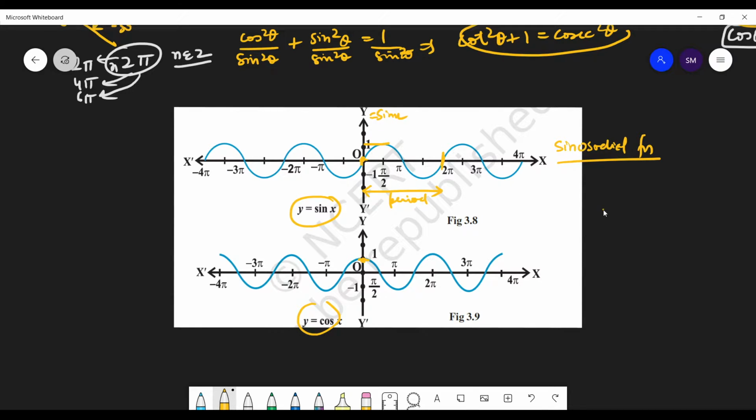Sir, how is this graph drawn? Like you draw all the graphs, even up to 10th class, how have you drawn the graphs? You have taken x here and y here. So what is y here? Sine x. That is your y.